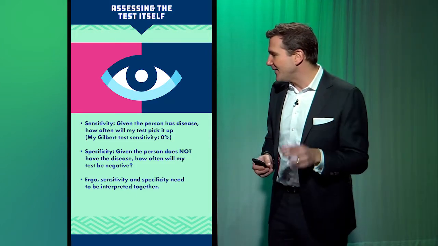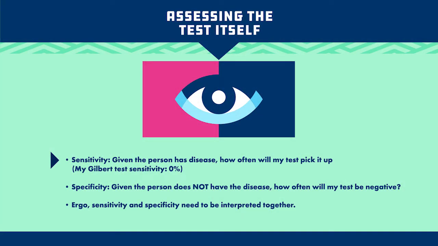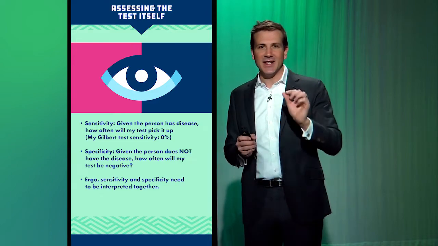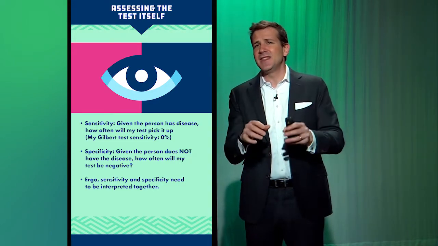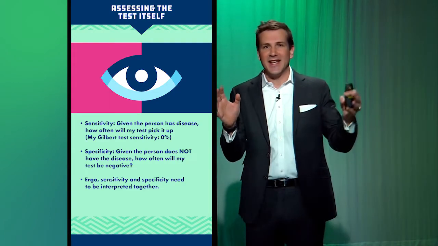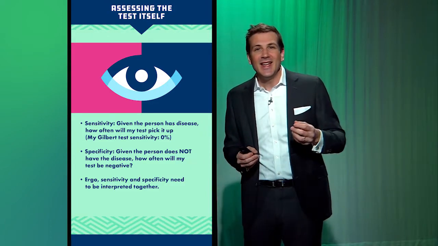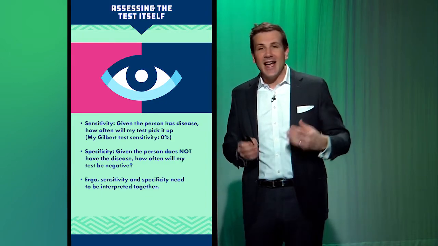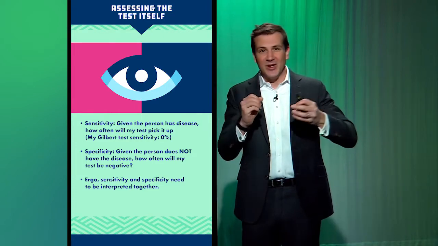Officially, the sensitivity of a test is, given that the person has the disease, how often will my test pick it up? Okay, so think of the word sensitivity. How sensitive is my test? And the idea is that if the patient even has the slightest hint of the disease, the test is going to be positive, right? It's very sensitive. My Gilbert syndrome test has a sensitivity of 0% because it always comes out negative, right? Whereas a test that is highly sensitive would always come out positive, right? Just super sensitive, it always comes out positive.